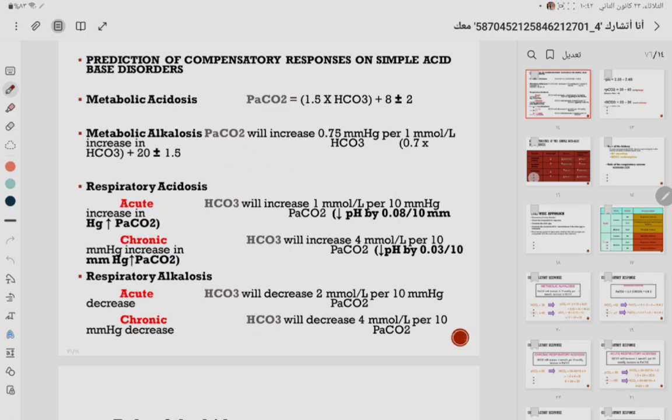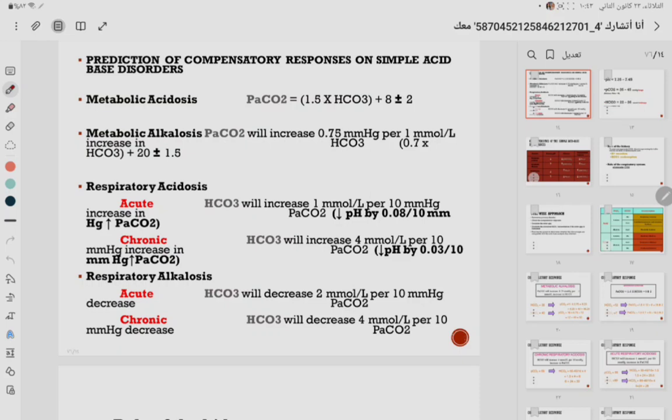For each increase of 10 in the PCO2, the bicarb will increase by 1 in the acute phase, and the pH will be reduced by 0.08 for each 10. In chronic respiratory acidosis, bicarb will increase, and here it is 4, but what we used to learn is 3. It's not the same; it's either 4 or 3. So for any increase in the PCO2 of 10 in the chronic phase, which means more than 12 hours, the bicarb will increase by 3 or 4.